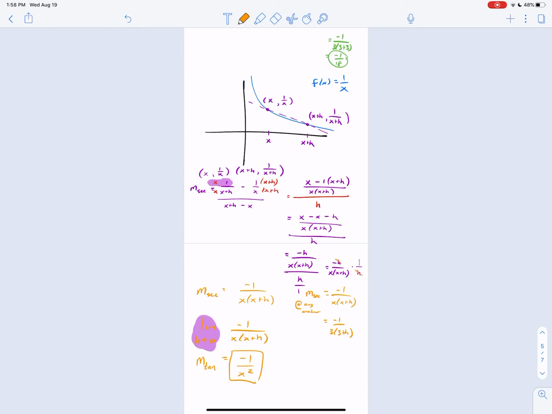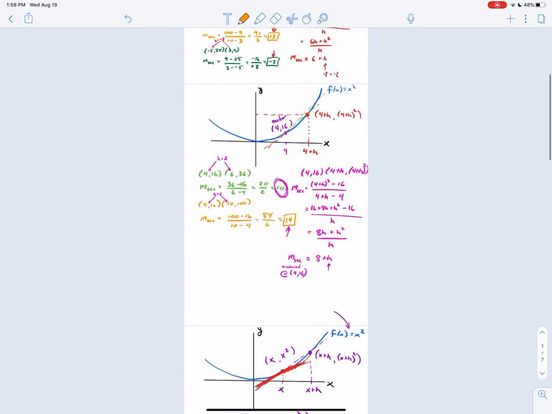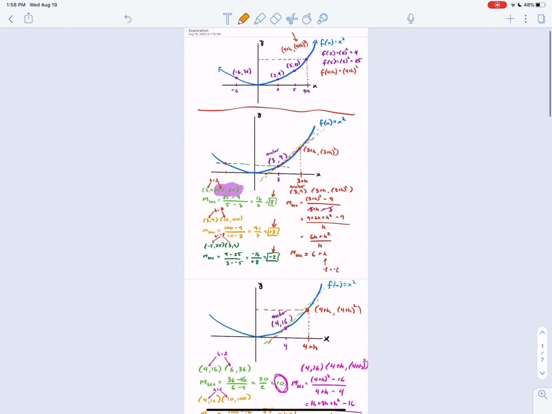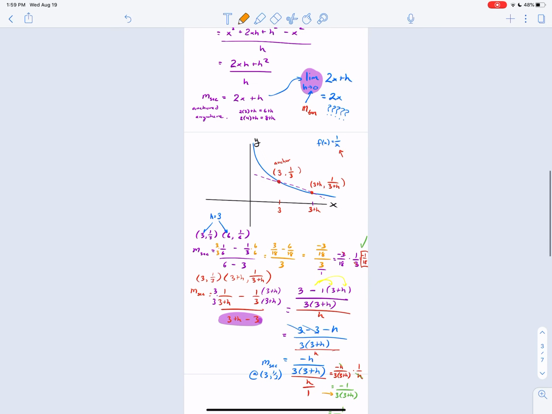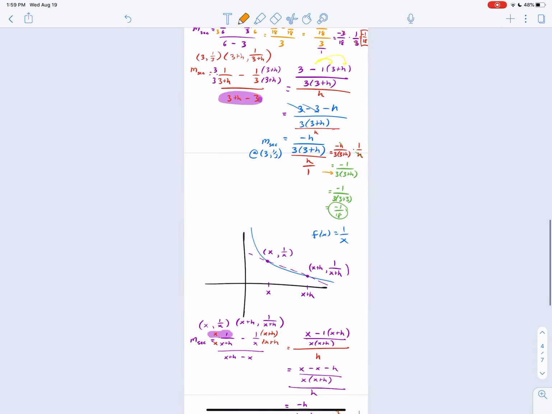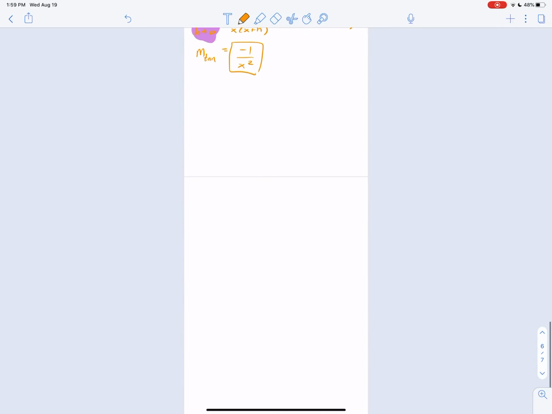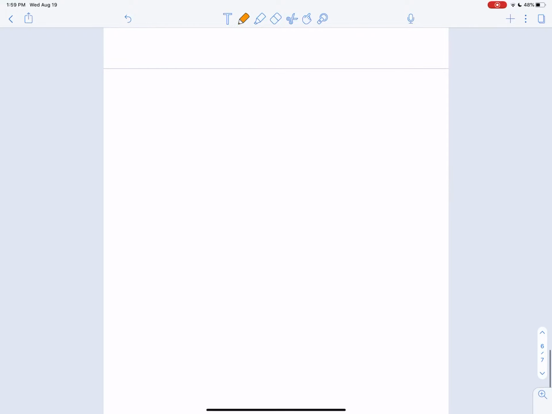So, I used a quadratic function, x squared, and I found a generic way of finding the slope of a tangent line. I was able to use it for this reciprocal function here. Now the question is, does it work for all functions? More on that later, but can we generalize this even more? Here's the last one, I promise.